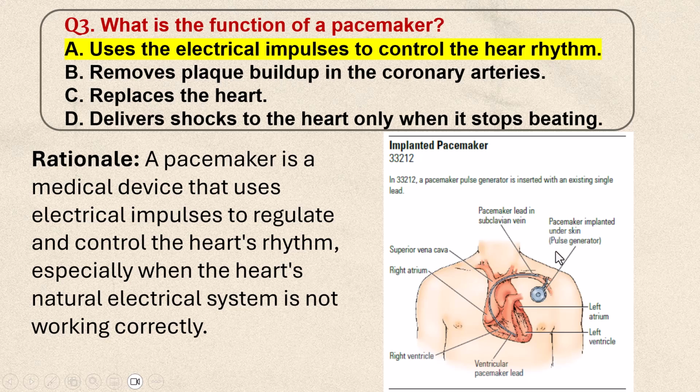A pacemaker is a medical device that uses electrical impulses to regulate and control the heart's rhythm, especially when the heart's natural electrical system is not working correctly.